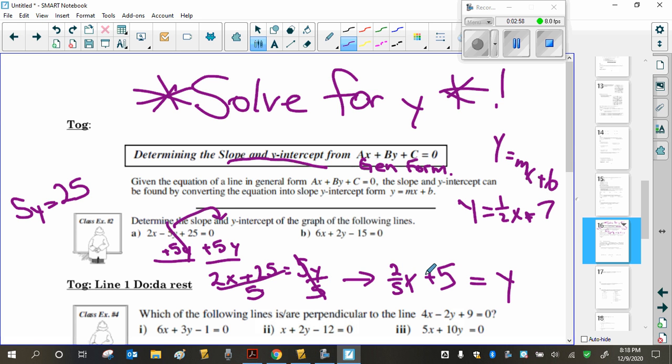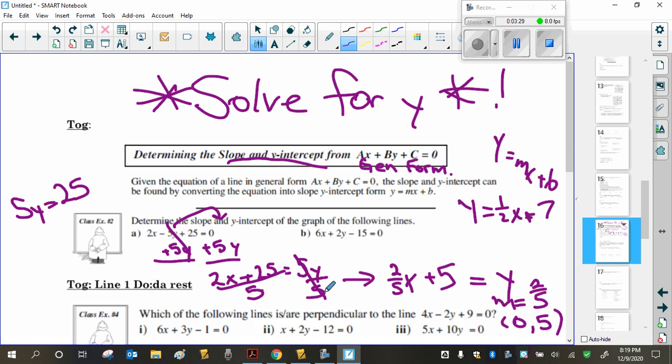Okay, now it feels like we're done. Oh, we're so proud of ourselves, strutting around. Look at my answer. Good for me. High five myself. But you haven't answered the question. Slope. What is the slope and the y-intercept? You have to tell me that the slope equals 2/5, the number in front of x, and the y-intercept is 5. Now you get full marks.